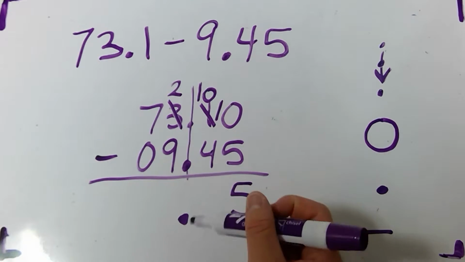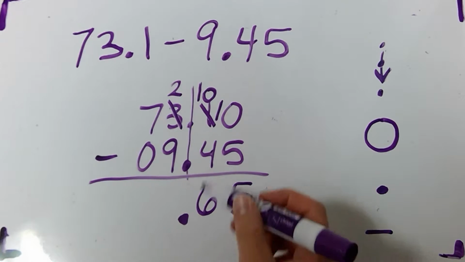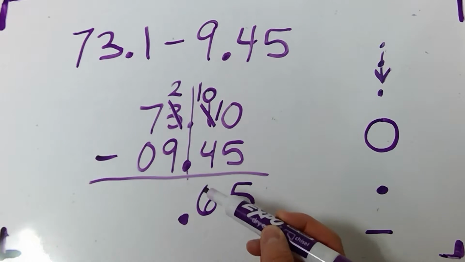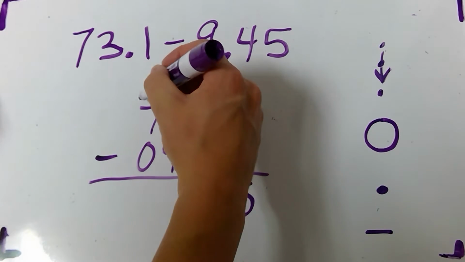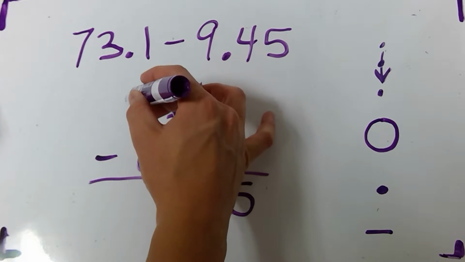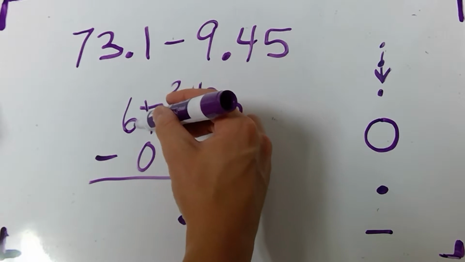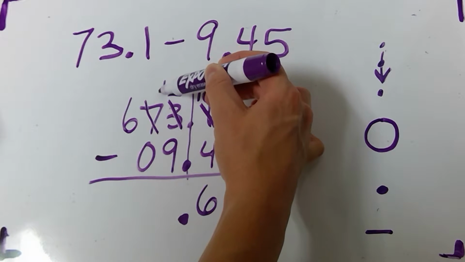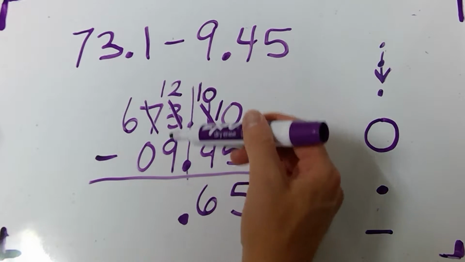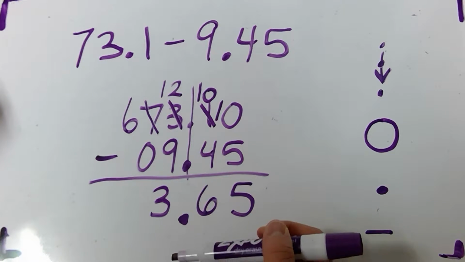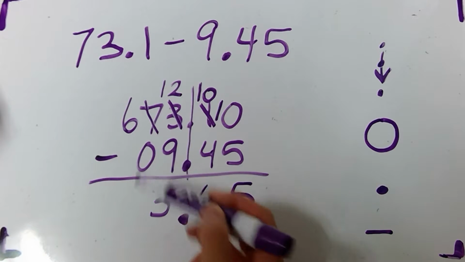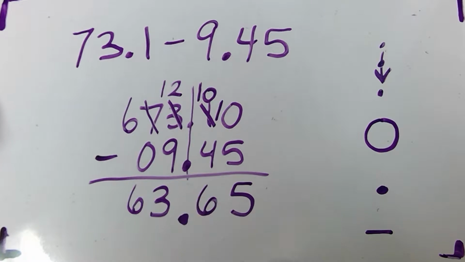Now can I do 10 minus 4? Yep, it is 6. Now I need to do 2 subtract 9. If I have 2 cookies, can I give you 9? No. So I have to borrow from the closest neighbor. That 7 becomes a 6. And that 1 that I just borrowed from the 7 makes this a 12. Now 12 minus 9, count it back, and I will get 3. And I have my last step, 6 minus 0, which is 6. So my answer is 63 and 65/100ths.